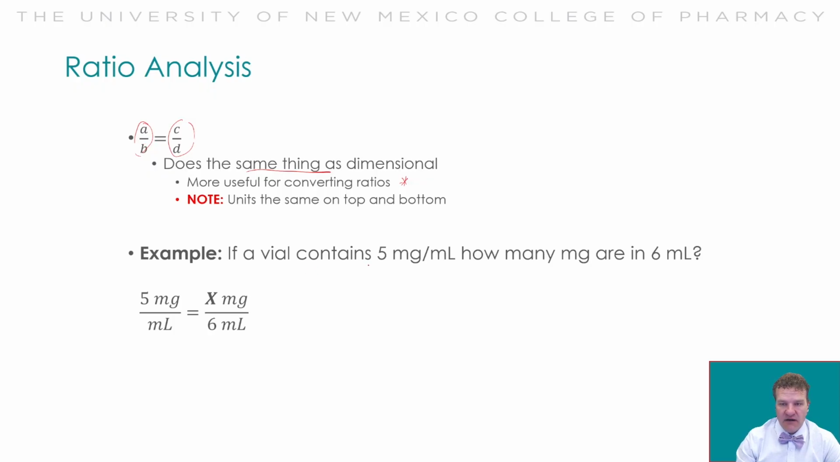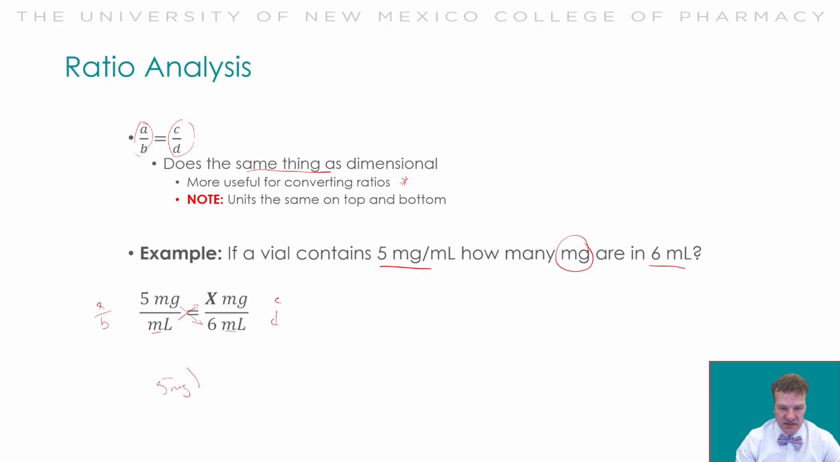So in our example, our vial contains 5 mgs per mil. How many milligrams are in 6 mils? Okay, so 5 milligrams over mils is our first ratio. Okay, A over B is equal to X milligrams, that's what we're looking for, in 6 mils. This is C over D. We're setting two ratios equal to each other. And if you notice, units are on the same side because they're on the opposite sides of the equal sign. Okay, so now we're going to cross multiply.